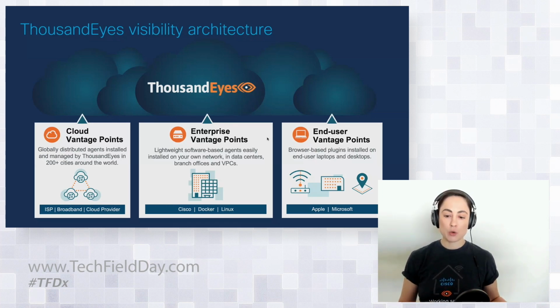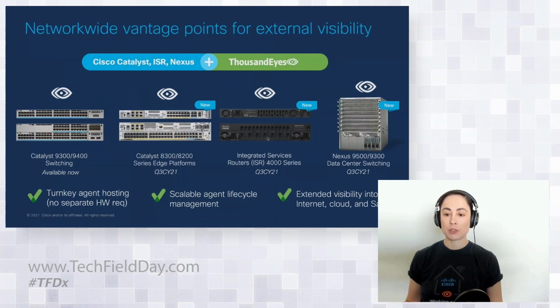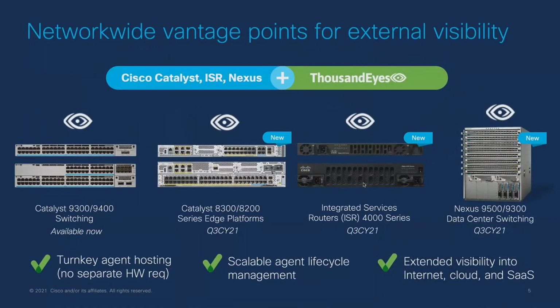Now, when you're looking to get visibility at scale, you have a lot of sites, you may have your data center locations. It can be a challenge for users to not only scale in terms of hosting, but also in agent management. And so with this announcement that's been made recently, the idea here is that we're making ThousandEyes vantage points effectively ubiquitous throughout Cisco network platforms.